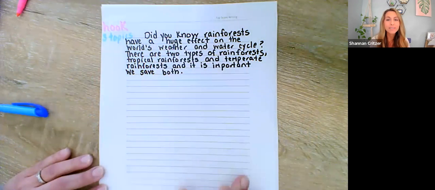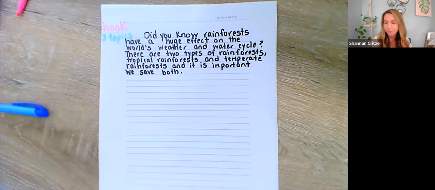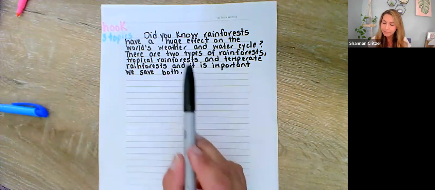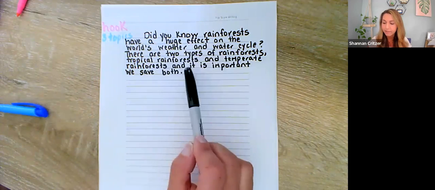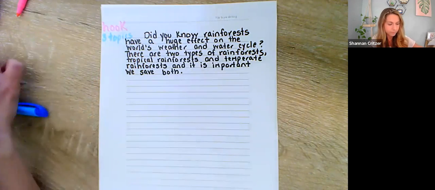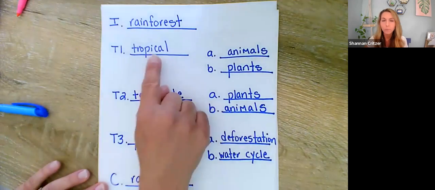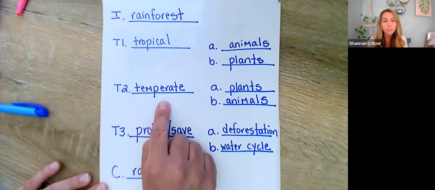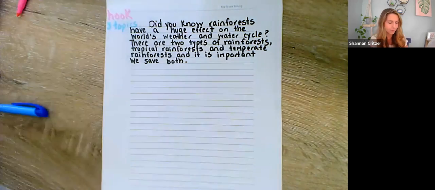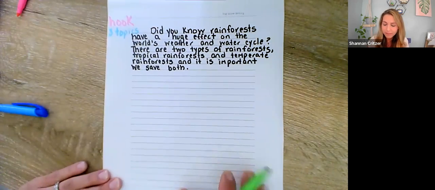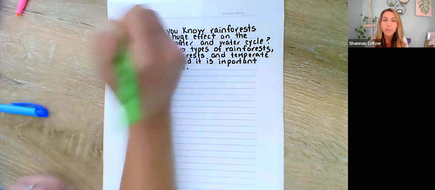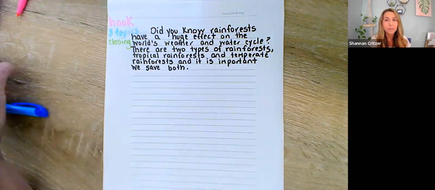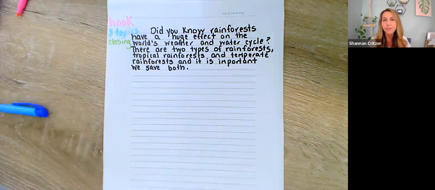All right, have you finished your 3-topic sentence? It's okay if you're not all the way done, but if you are, let's go ahead and share. So my 3-topic sentence says there are 2 types of rainforest, tropical rainforest and temperate rainforest, and it is important we save both. So here I mentioned T1, tropical, T2, temperate, and T3, protect and save. Now that brings us to our last part of our introduction, which is our closing sentence. Remember, this is where we will just write one sentence about our central idea, which is rainforests. You go ahead and write your closing while I write mine.